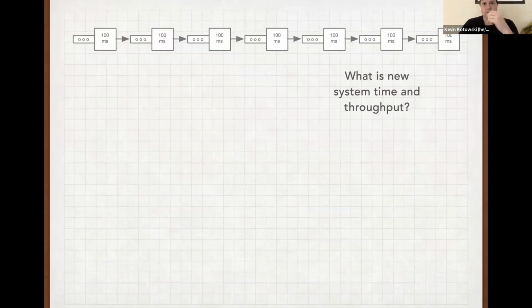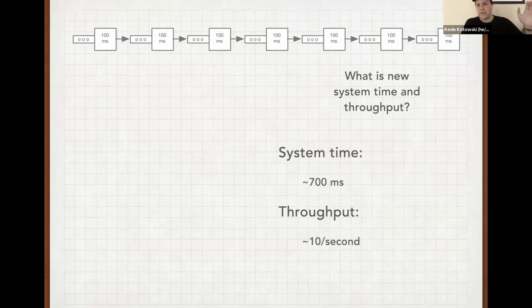Okay, so let's get a little bit more complicated here. There's 7 processing nodes here, and they're each 100 milliseconds each. So what is the new system time and throughput? Jeff is way ahead of us now, and is correct. Each customer is going to have to go through each one of these. These are all dependencies, and so they're going to go 100 milliseconds, 100 milliseconds, 100 milliseconds.